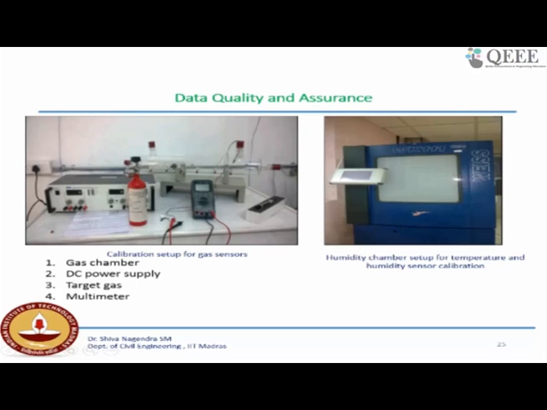So one of the issues is that you need to calibrate them. You need to co-locate them with a sophisticated monitoring station and try to understand the accuracy of these low cost sensors, and how their measurements vary with respect to time and also with respect to activity. We have a small setup in the lab where we have a small gas chamber where we use different dilutions to calibrate some of these low cost sensors. We also have a humidity chamber to calibrate humidity and temperature sensors.